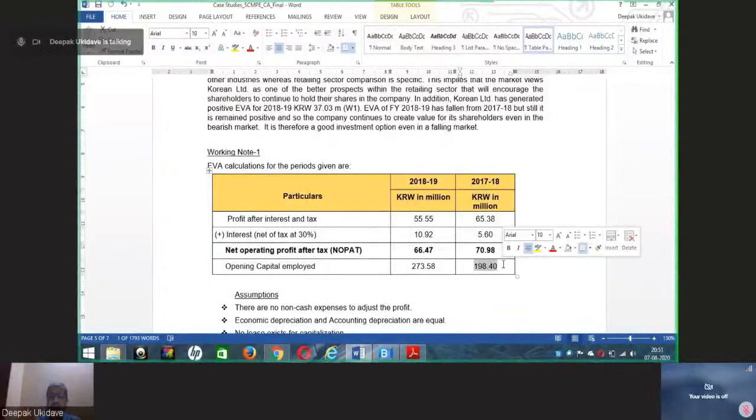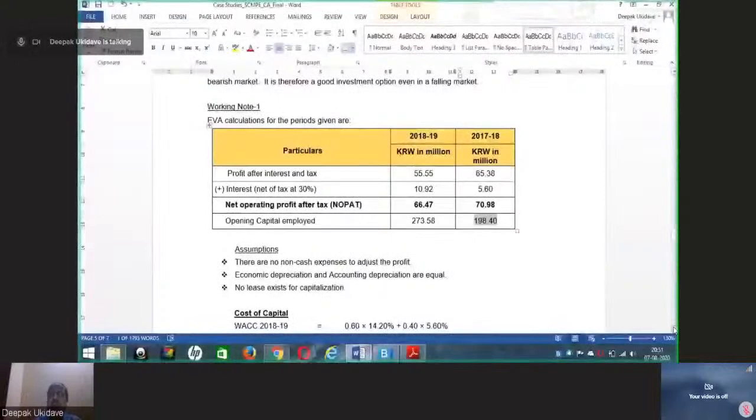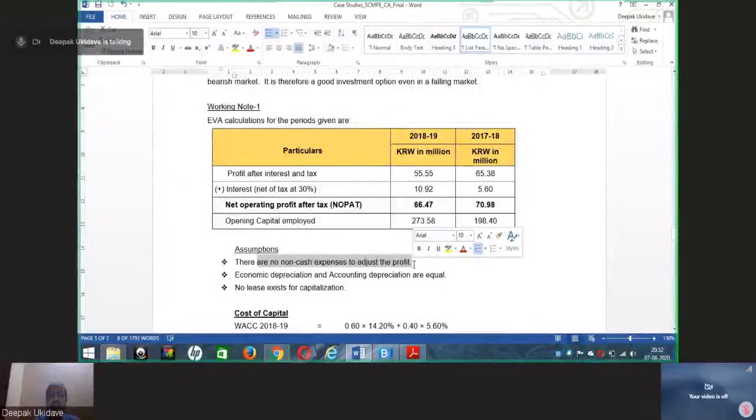Certain assumptions are made, which are also highlighted. See, in any case study analysis, you should at least highlight one or two or three assumptions. Not irrelevant assumptions, but relevant assumptions which are needed. The first assumption is there are no non-cash expenses to adjust the profit. See, by writing this, you are showing the examiner that you are aware that PAT is converted into NOPAT, obviously by adding back non-cash expenses. Right? We are converting into cash profit. So for cash profit we have to add back non-cash expenses to adjust the profit. But there are no such non-cash expenses. There is nothing like depreciation, amortization, write-off, no such book entry, no such book adjustments.